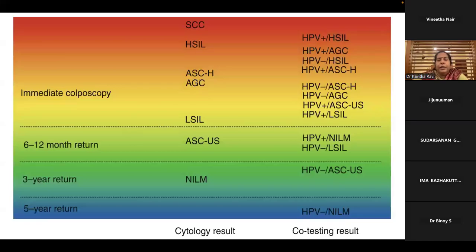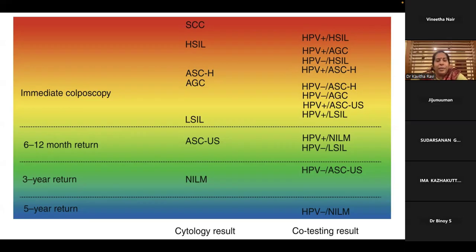So these are the different indications. Just a sum up of whatever I've mentioned. When do you need to go for an immediate colposcopy? When can you keep the patient under follow-up for 6 to 12 months? When can the patient be away for 3 years? And when can the patient be away for 5 years?